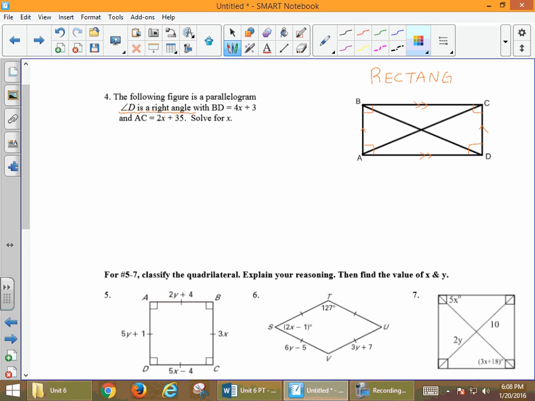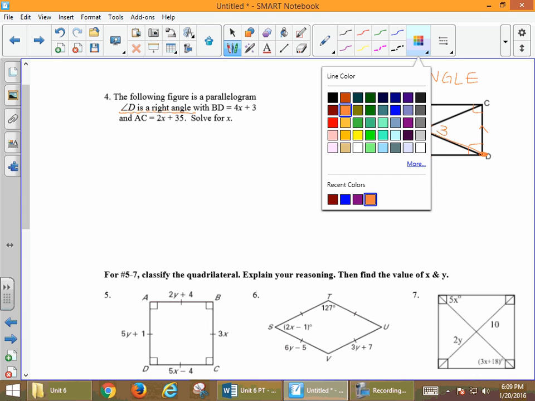It is a rectangle. And it is a rectangle because it is a parallelogram that has right angles. One of the traits of rectangles, we said it has 4 90-degree angles. The other trait is that the diagonals are congruent. So this problem tells us BD, the distance from B to D, this diagonal, the whole thing is 4x plus 3.